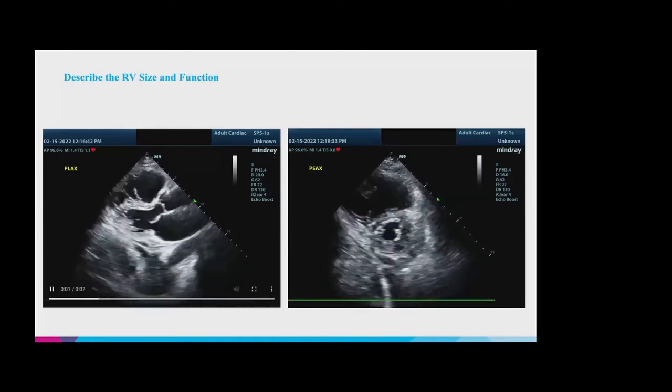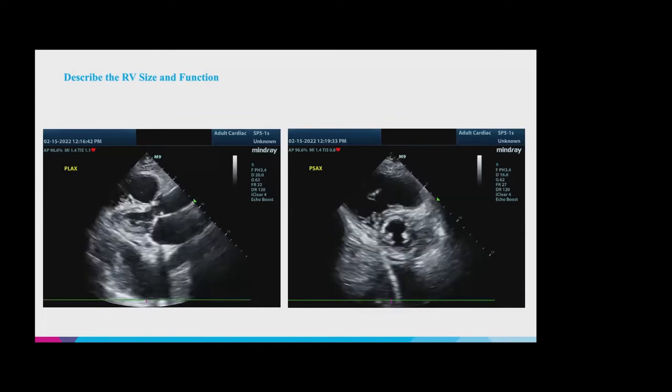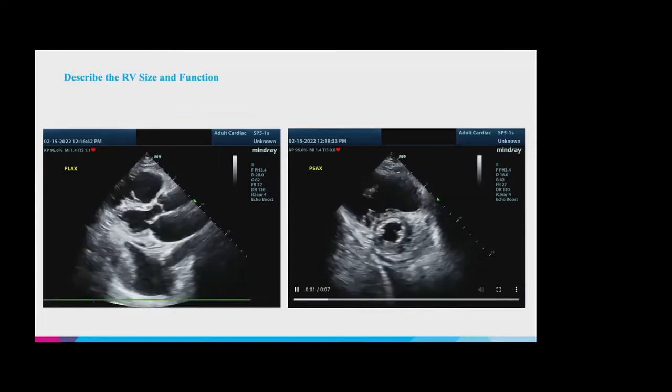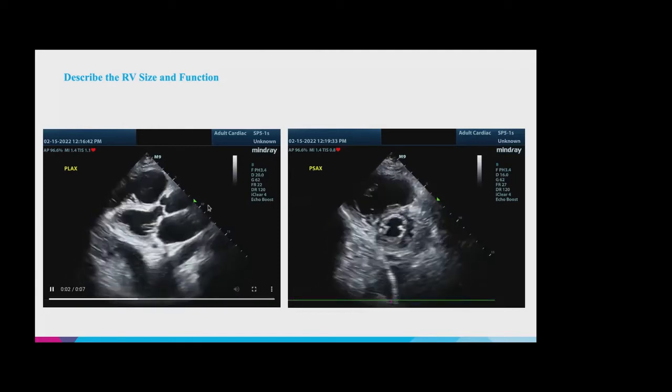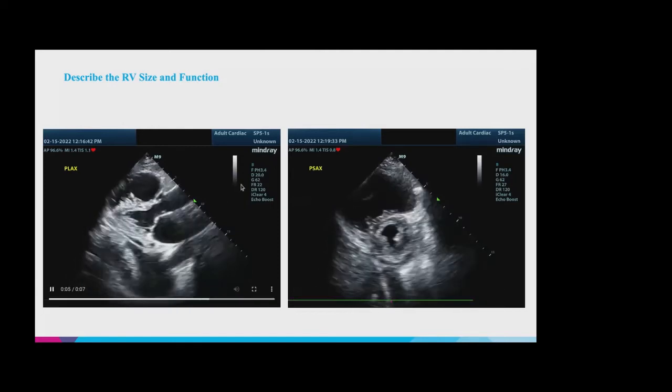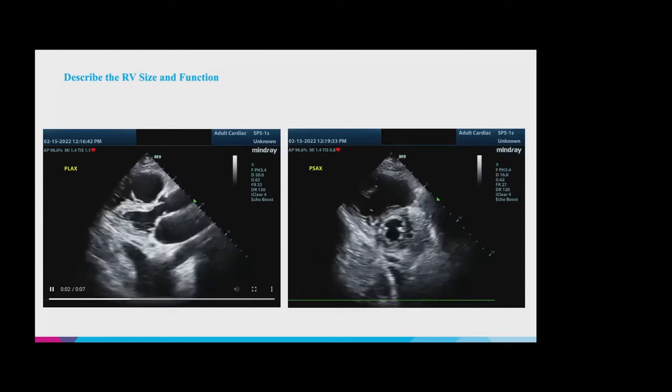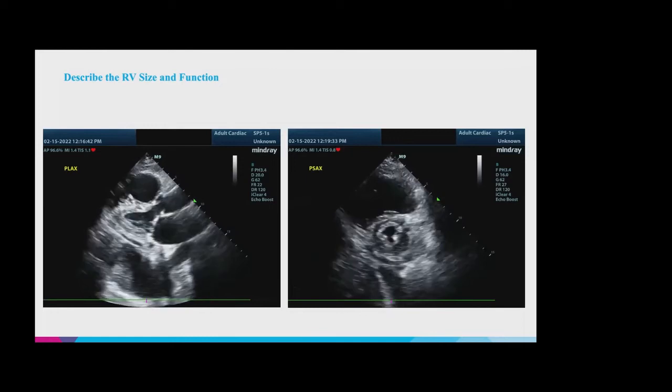The right ventricle looks severely enlarged. I believe there must be a pleural effusion as well, I think I see. Okay. And how do we know that? There's also pericardial effusion too, I think. Excellent.